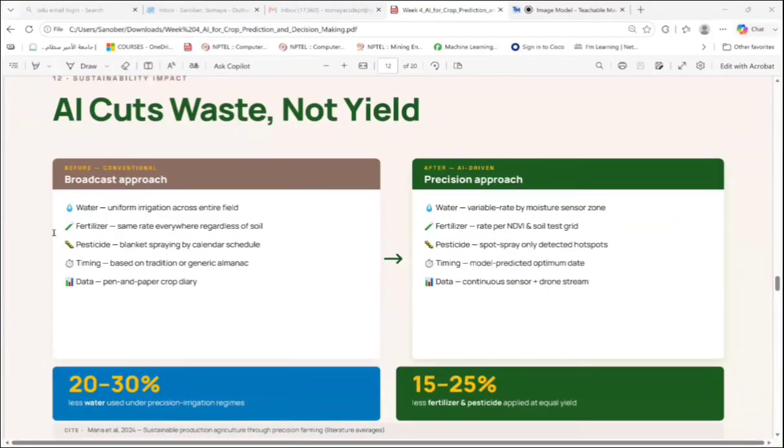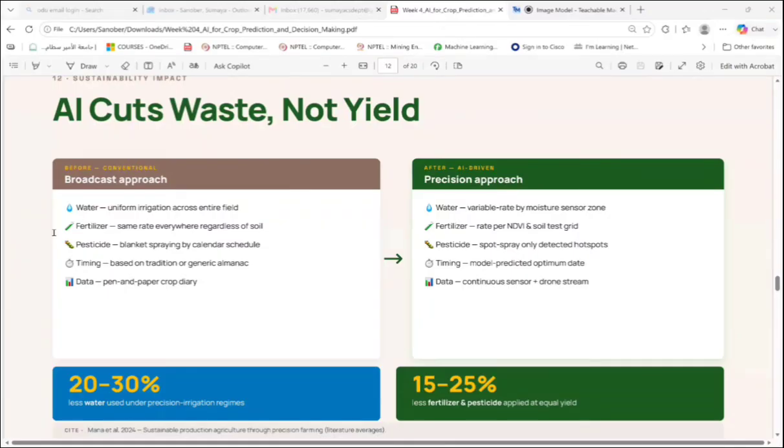Now moving on, AI cuts waste, not yield. Now, what are we talking about in this slide? We are saying that conventional agriculture often uses a uniform approach. The entire field may receive the same quantity of water, fertilizers, and pesticide. However, fields are rarely uniform. One section may be dry while the other section already has enough moisture, right? We have seen this type of example in our last classes as well.